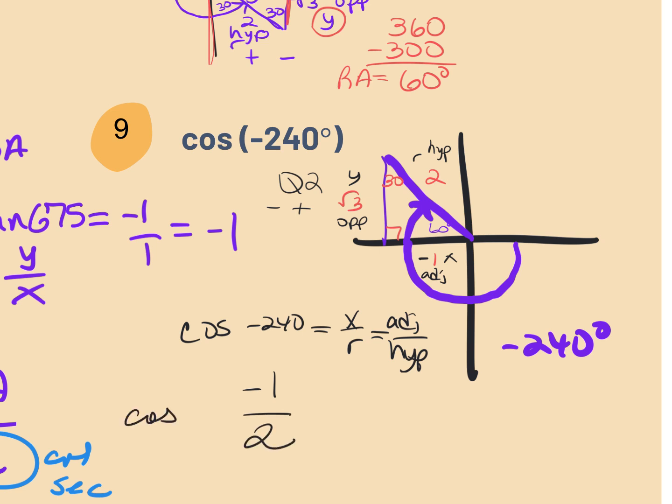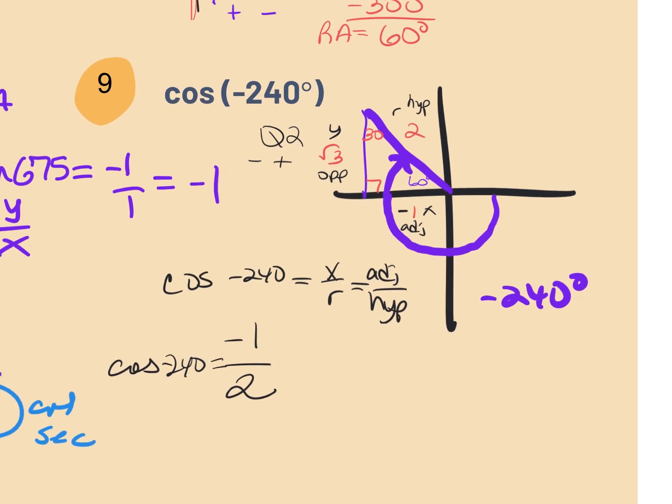And again, remember what we're doing here is we're in quadrant 2. So again, if you do your All Students Take Calculus, the only ones that are positive here are sine and cosecant. So cosine should be a negative fraction, or a negative answer. If it's not, you've done something wrong.